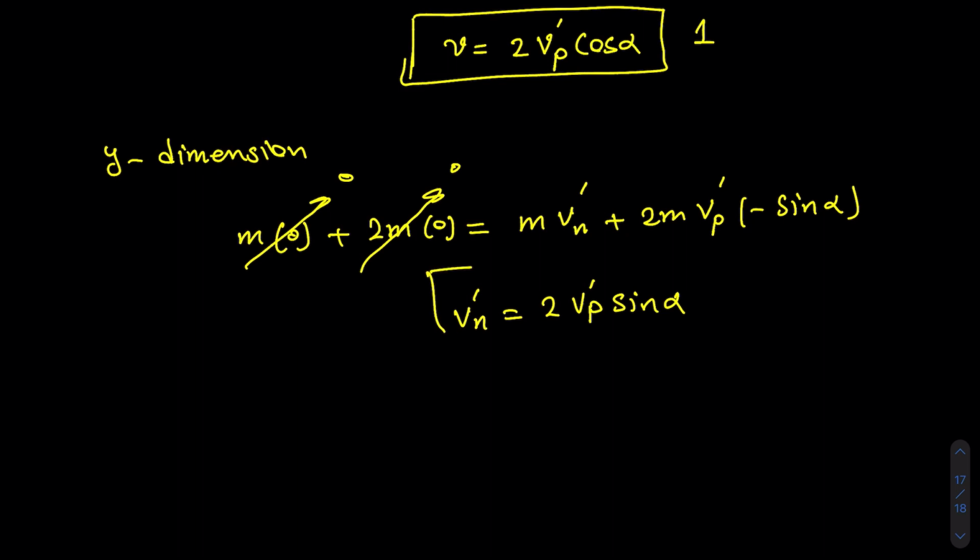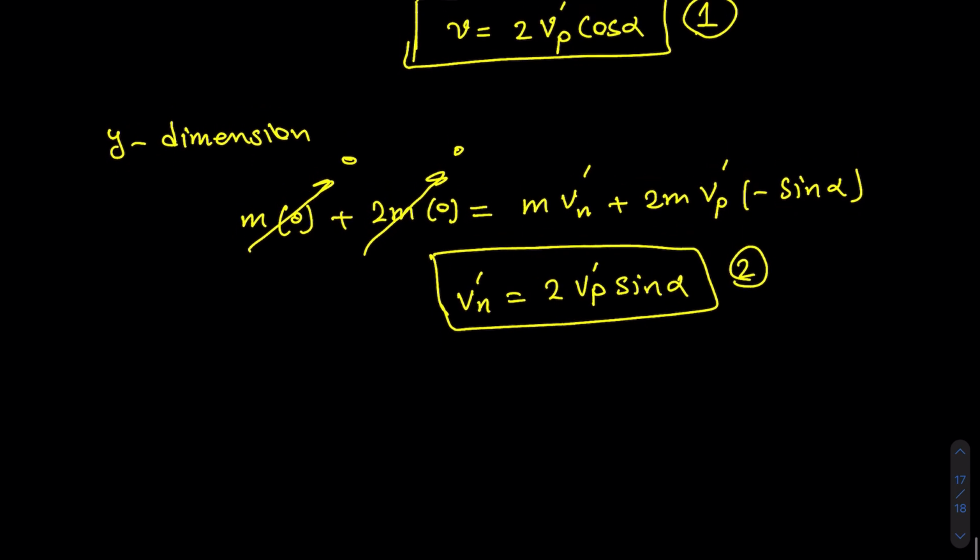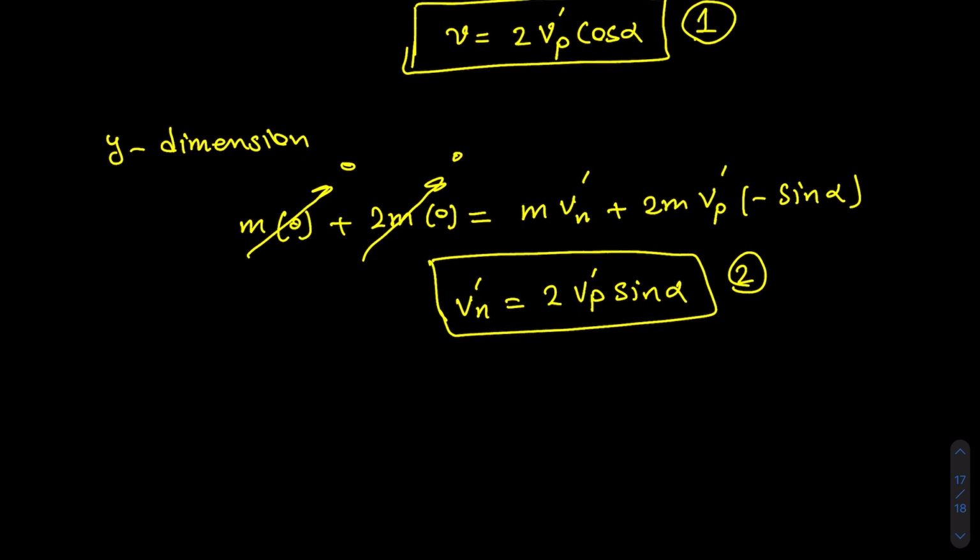So see, we have got another equation. Let's call it equation number 1 and equation number 2. In the first one, we got the velocity of the nucleus before collision, and here the velocity of the nucleus after collision. We found it based on the velocity of the particle after collision, the relationship between these two velocities. So, all right, this is done.